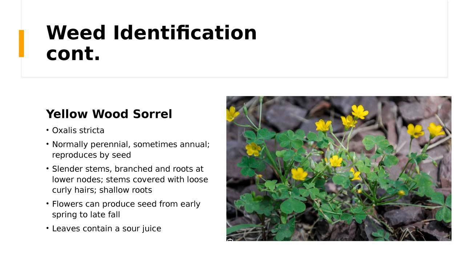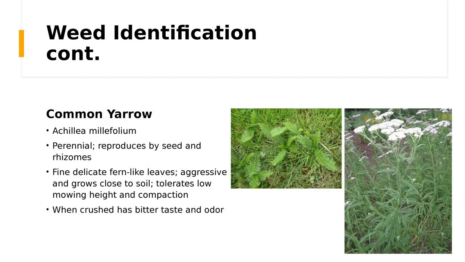And if you look at those leaves, it's very similar looking to a clover plant. So you just have to know the difference between clover and yellow wood sorrel. This is common yarrow, Achillea millefolium. It's a perennial. It reproduces by seed and rhizomes. It's got fine, delicate, fern-like leaves, and it's aggressive, and it grows close to the soil. It tolerates low mowing height and compaction, and when crushed, it has a bitter taste and odor.